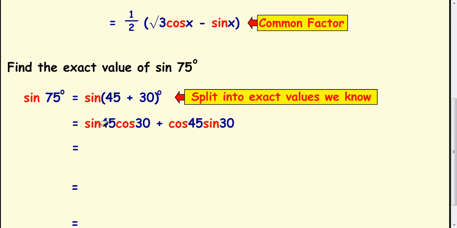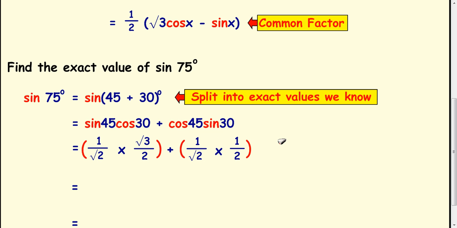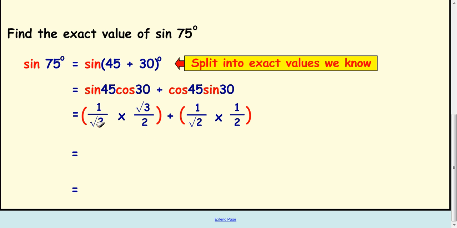So sine 45 is 1 over root 2, and cos 30 is the same as sine 60, so that's root 3 over 2. So 1 over root 2 times root 3 over 2, cos 45, 1 over root 2 again, and sine 30 is a half. So we need to simplify this down. Multiplying fractions, just multiply the top and then multiply the bottom. So that's going to be root 3 over 2 root 2 plus, and that's going to come to 1 over 2 root 2. And then we've got a common denominator. So we can just set this as root 3 plus 1 over 2 root 2.